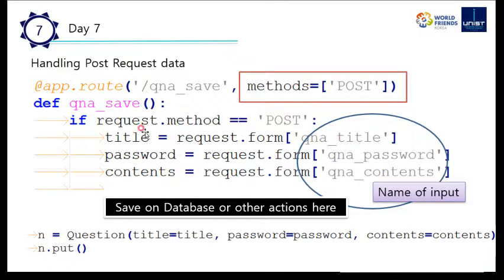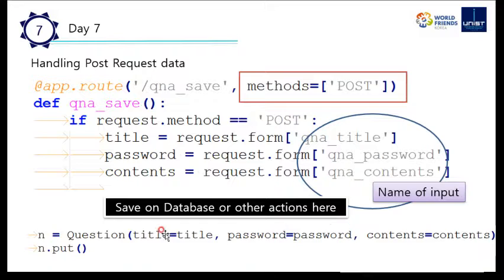And when there is a form input named qna_title, this request.form['qna_title'] gets the value inside that input. This is about what we learned in the HTML form: the importance of putting a name inside every input. So in this case, there are three kinds of inputs: title, password, contents. So you set three different variables and you get these request values.